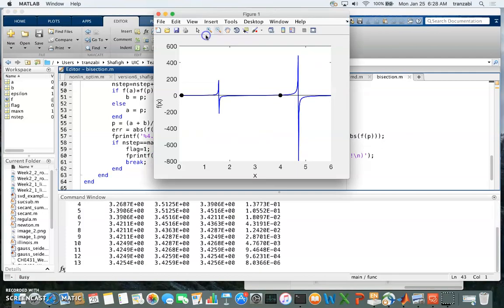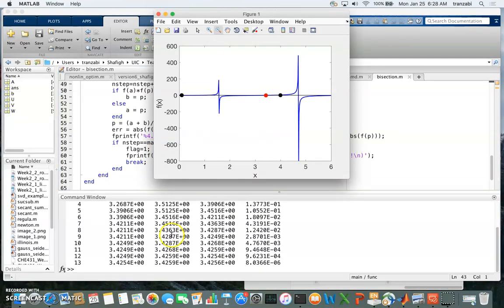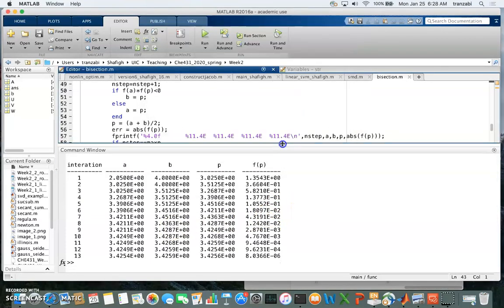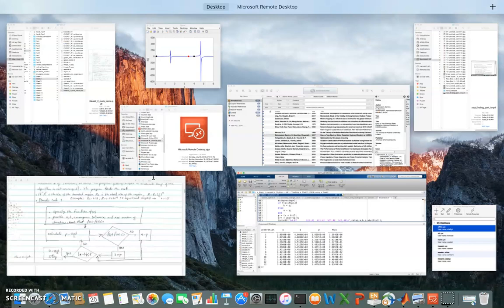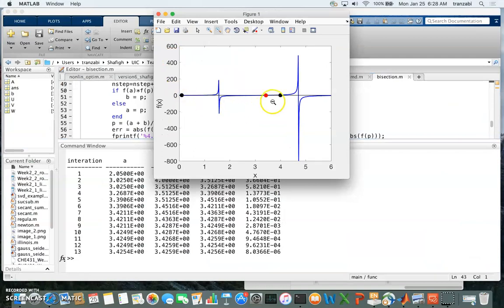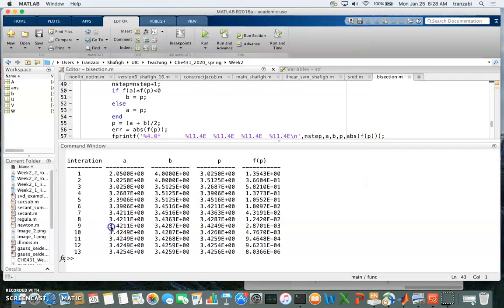So let me run the code, and there you go. It stopped after 13 iterations, and you see that I start with A and B of 2 and 4, the 2 dots that I put here initially. So this is my A, this is my B, and the root has to be between the 2, and this is the root that was found at the end.